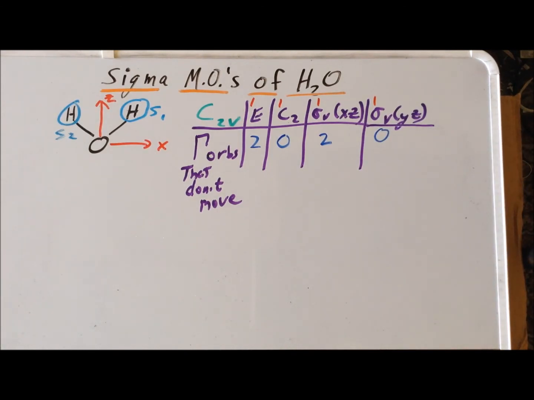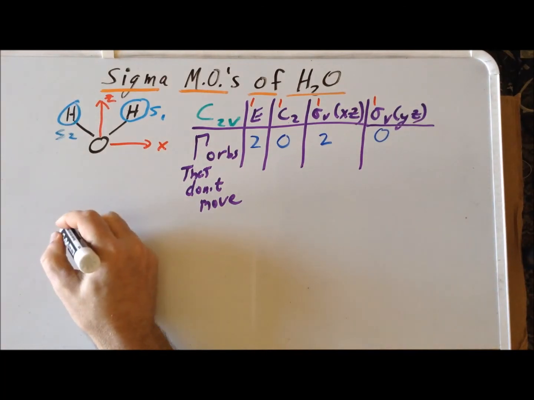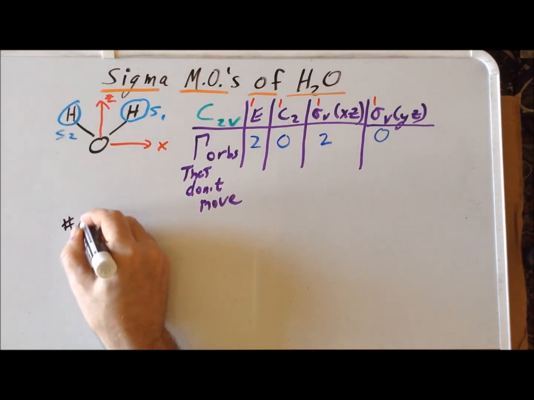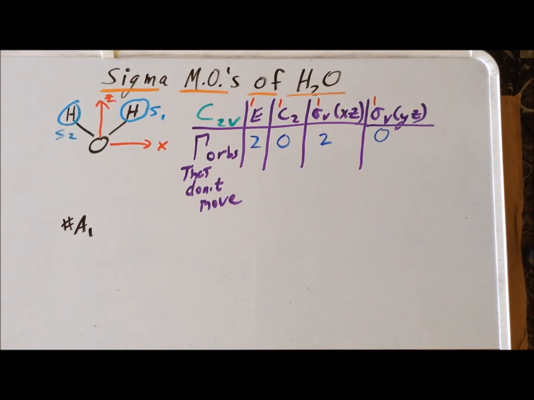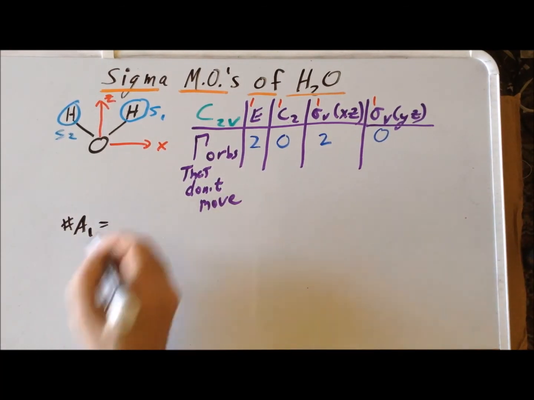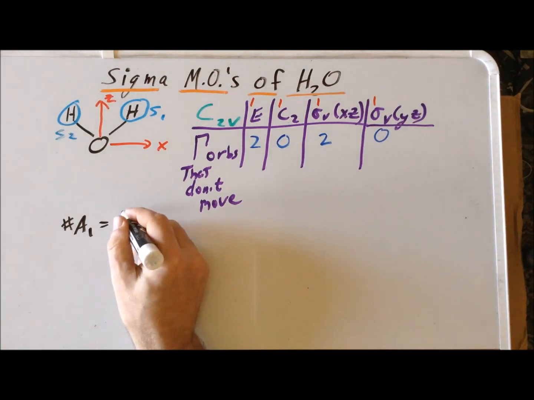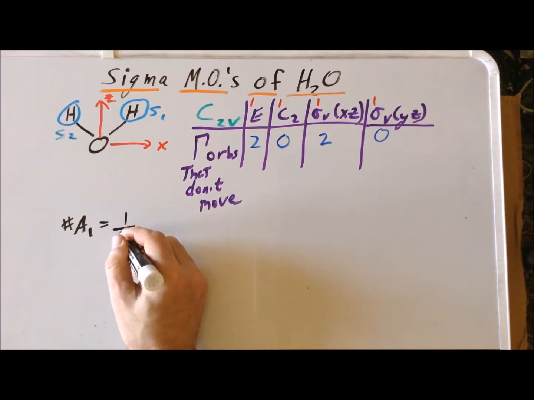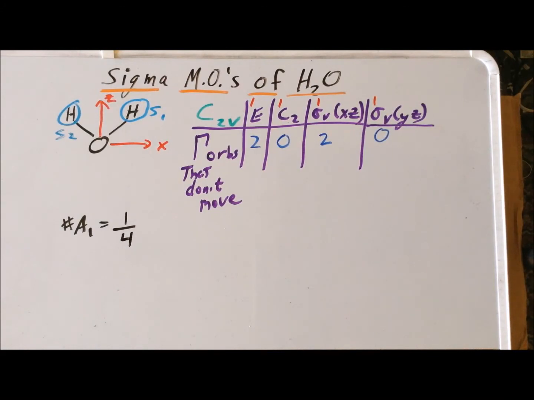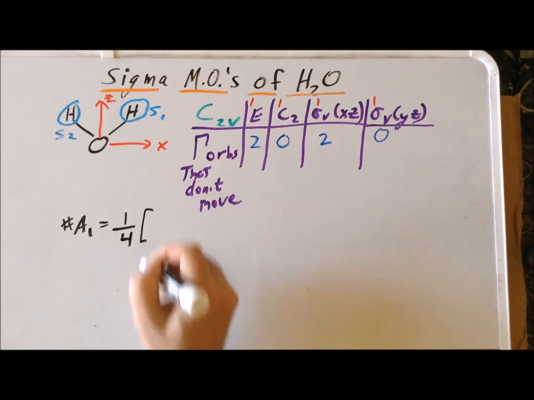Next, we use our reduction formula to determine how many of each irreducible representation we find in the reducible representation. Recall that we start off with the first irreducible representation, which for C2V is A1. In the reduction formula, we divide by 1 over the order of the group, the number of operations in the group, which is 4 for C2V. So we start off with a 1/4.